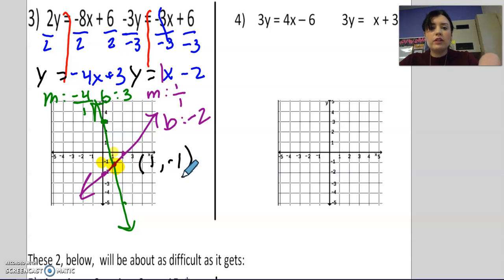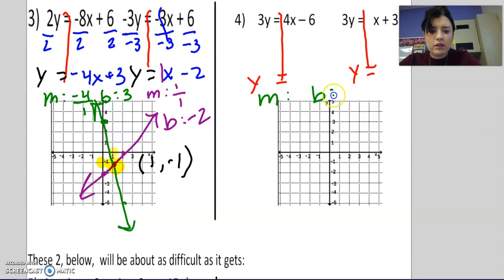Okay, so I want you to do number 4 on your own. Set it up so that you can do a y equals at the end. And I want you to tell me, what is m, our slope, and what is b? And don't forget to give me where they intersect.